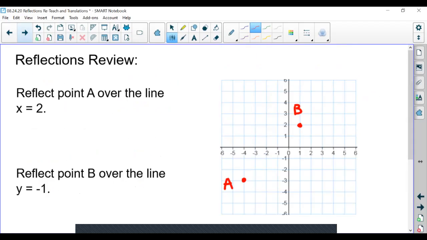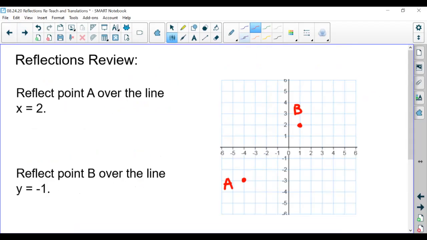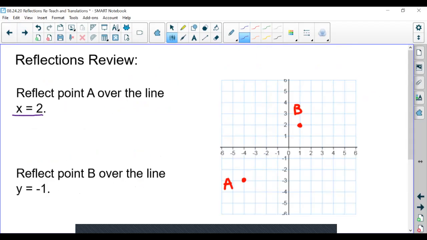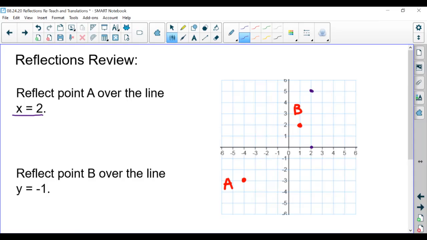Now we want to reflect point A over the line x = 2. The thing we have to be careful about is what the line x = 2 is. When it comes to the line x = 2, I do not care what the y value is. We need x to be 2. So y can be 0, or y can be 5, or y can be -4, as long as x is stationed at 2. So the line x = 2 is a vertical line.